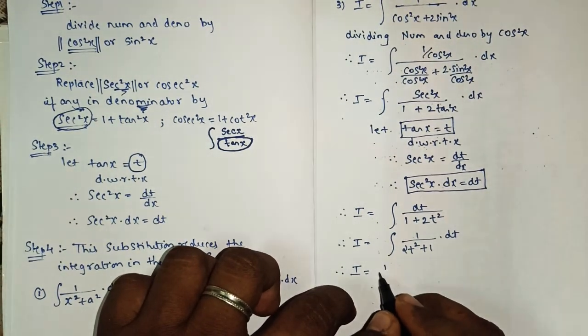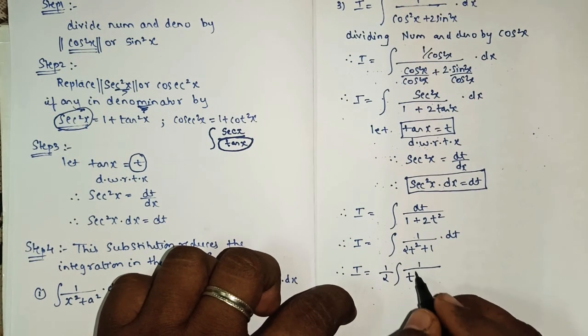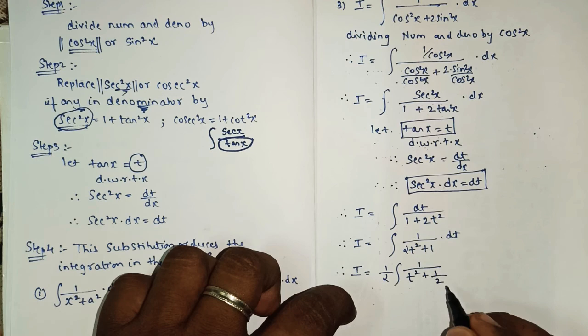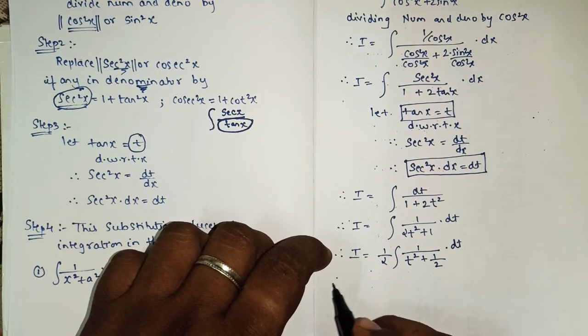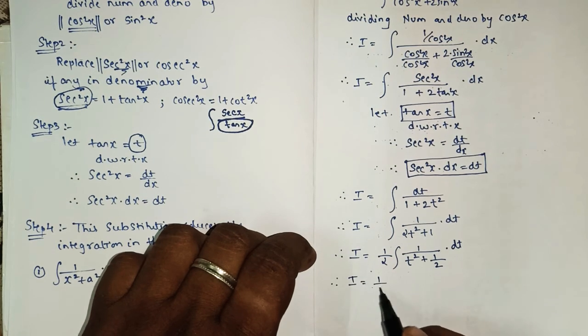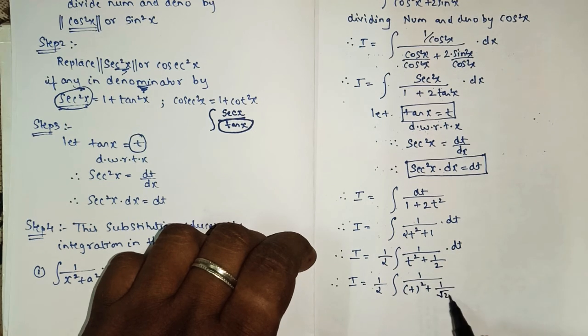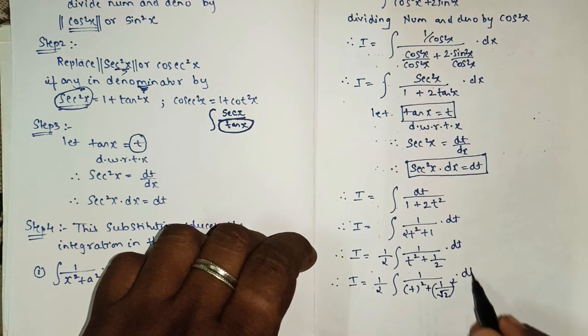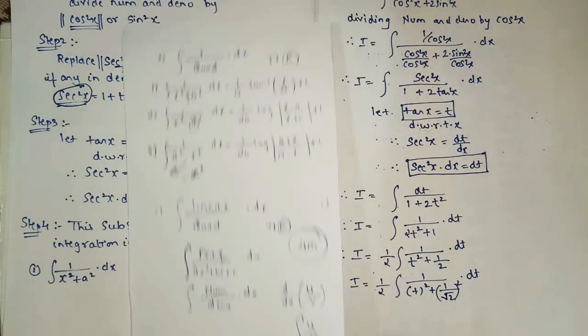So here we'll bring 1 upon 2 outside the integral, so this will be 1 upon t square plus 1 upon 2 into dt. Okay, so the next part will be I equals to 1 upon 2 as it is. This we can write as t the whole square, and this part we can write as 1 upon root 2 the whole square into dt. Okay, understood?